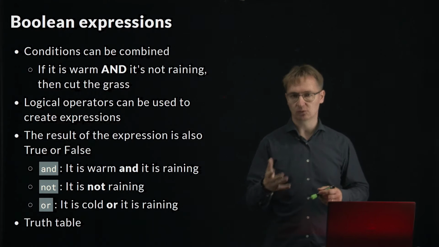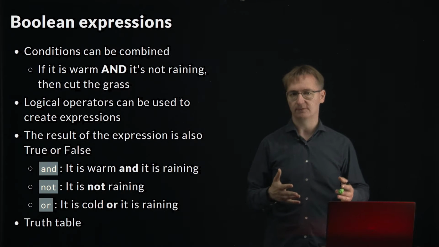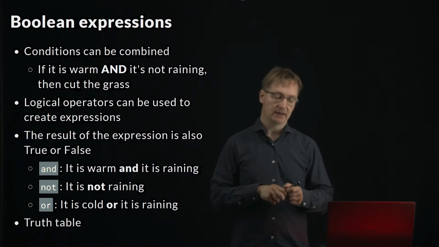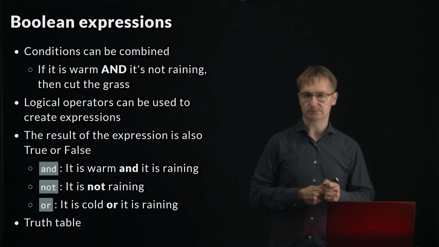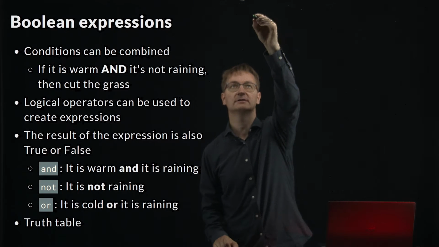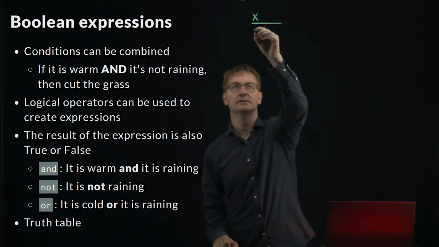Let's draw truth tables, or let's see how different values of Boolean conditions affect the results of expressions. And let's start with the simplest one, not. So let's say we have a variable x, and it can be either true or false.